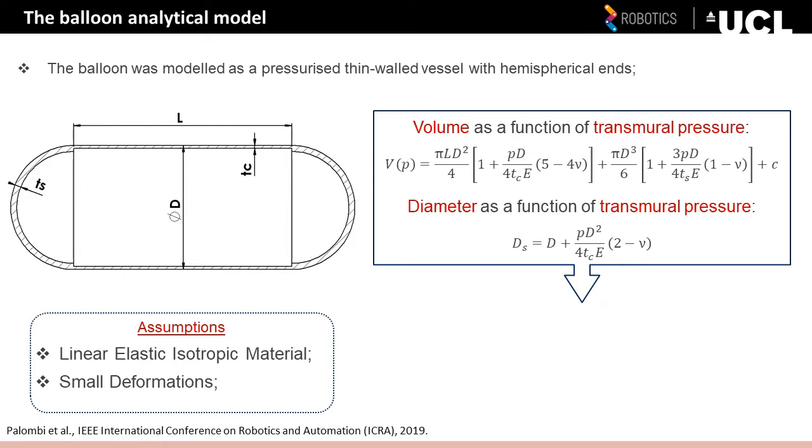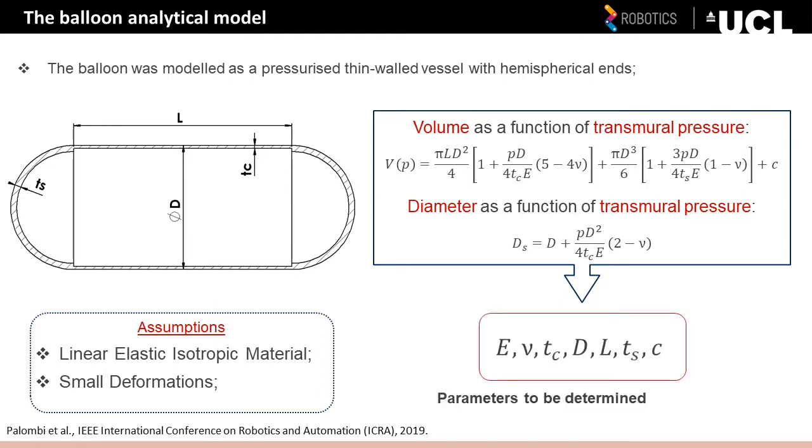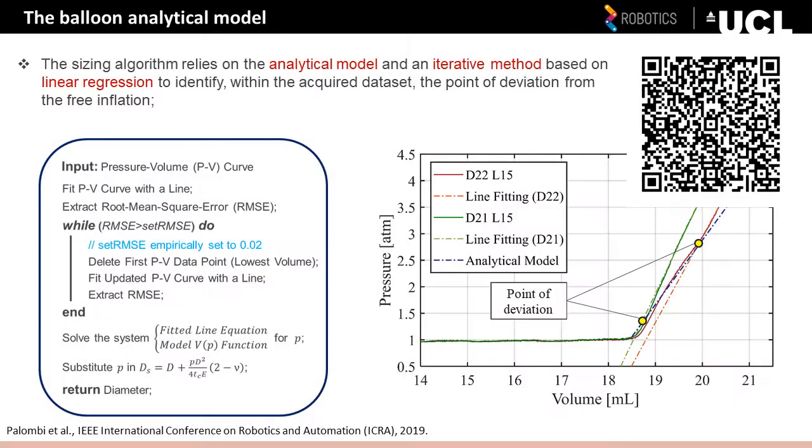The balloon was modeled as a pressurized thin-walled vessel with hemispherical ends, and therefore, assuming linear elastic isotropic material and small deformation, it is possible to express the balloon volume and the diameter of the cylindrical part as a function of the transmural pressure. Several parameters, as you can see here, need to be determined to characterize the model. The final step of our work here was the development of the sizing algorithm.